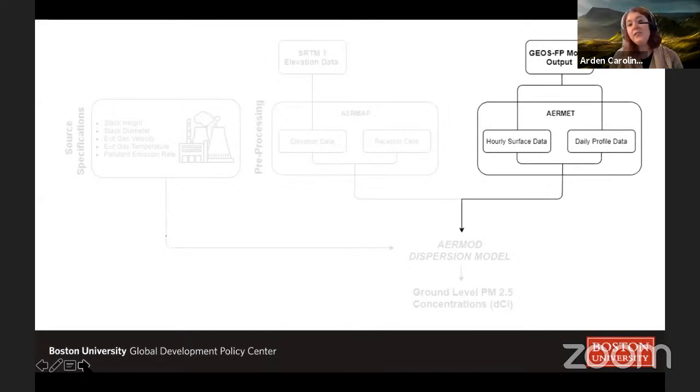It takes weather data, and this is where we're going to be talking about the GEOS FP model, which I'll explain more. But basically, Airmat requires the hourly surface data as well as a daily profile. So information about every hour, about temperature, wind direction, cloud cover, and then once a day, understanding how the atmosphere behaves as you move up.